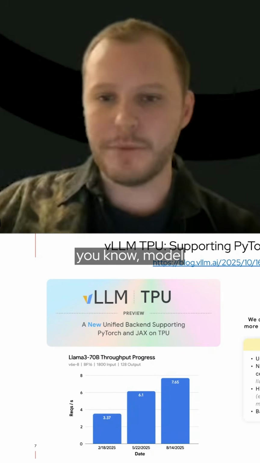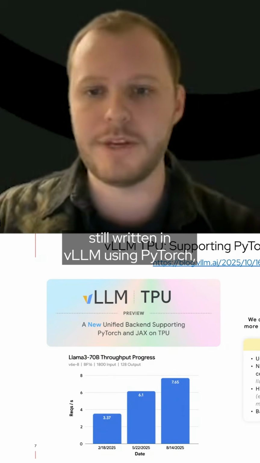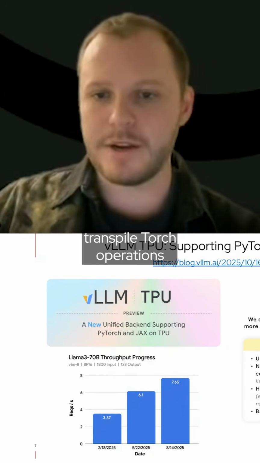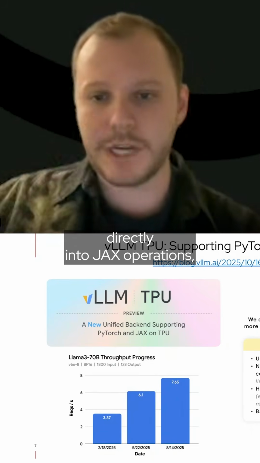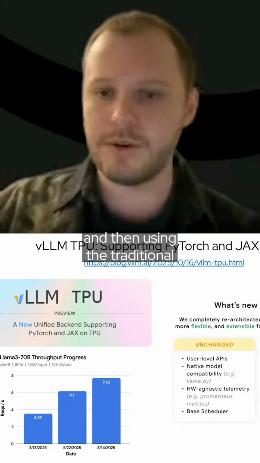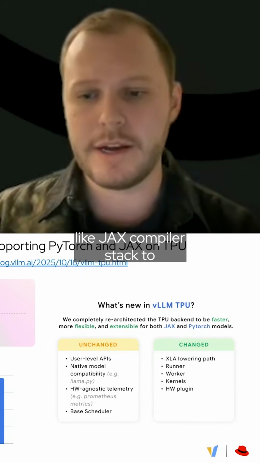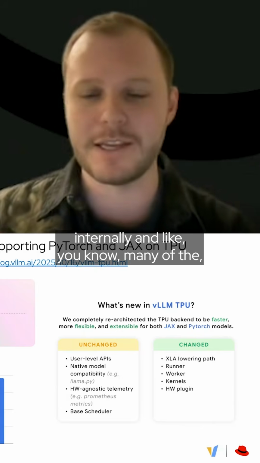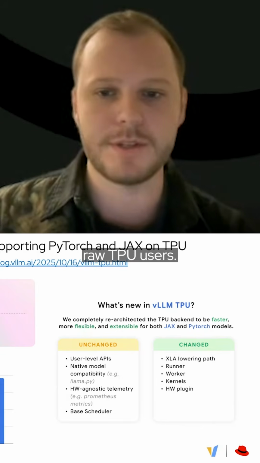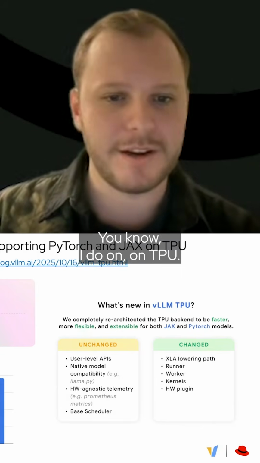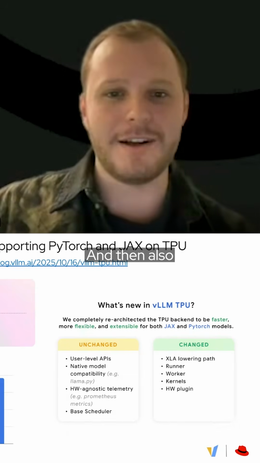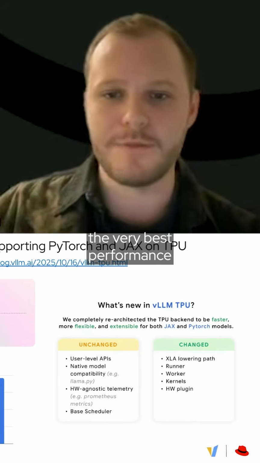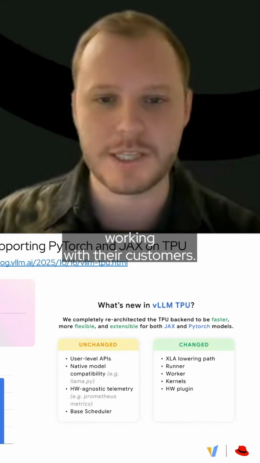allows for model definitions to be still written in vLLM using PyTorch, but using TorchAX to essentially transpile Torch operations directly into JAX operations, and then using the traditional JAX compiler stack to compile for TPUs like Google does internally, and like many of the raw TPU users do on TPU. And then also this allows them to write custom JAX implementations of models for the very best performance when they're working with their customers.